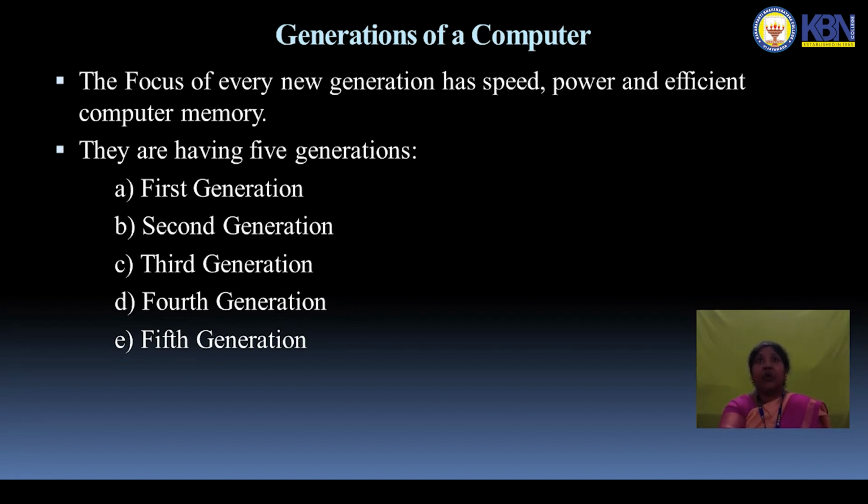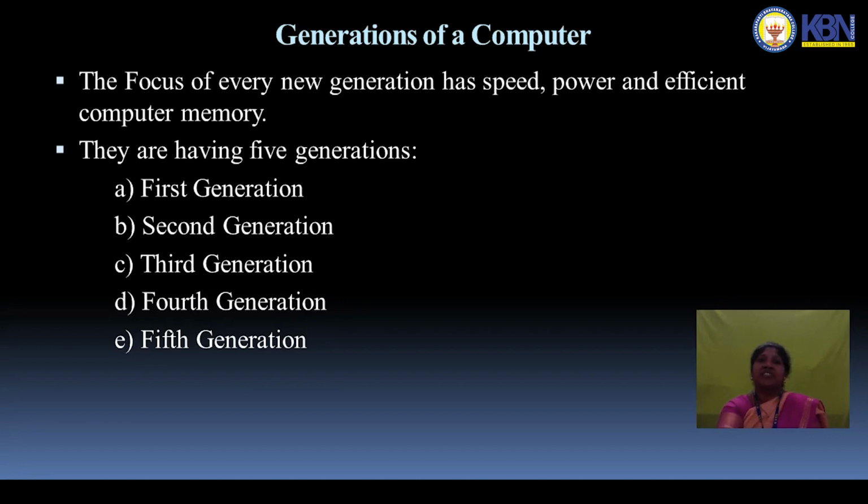How they came, how they developed, what the different stages were that they implemented technically and logically. Here, the focus of every new generation is speed, power and efficient computer memory. You know very well computers can work at a very high speed, in nanoseconds and microseconds. And power means in the first generation we used a lot of power. But day by day, through the generation stages, they controlled the power and they gave efficient memory also. For now, we will learn all those one by one.